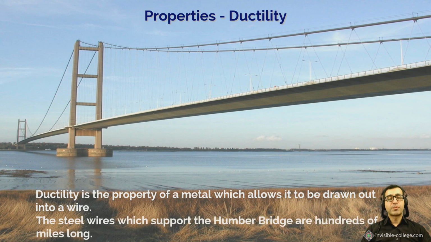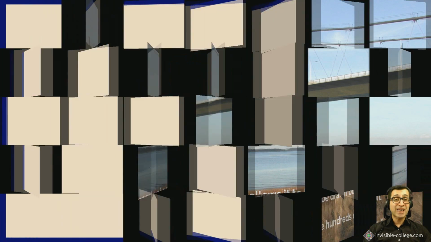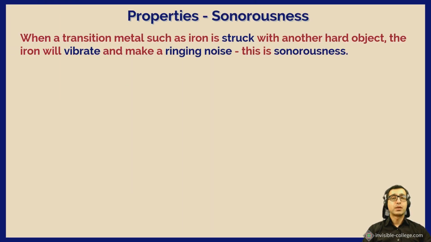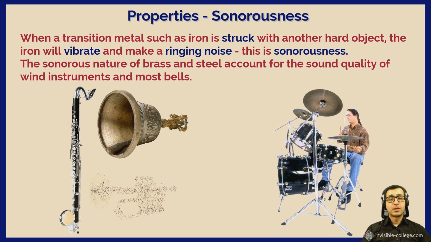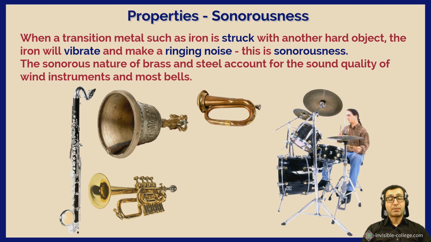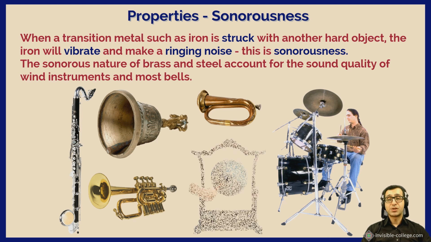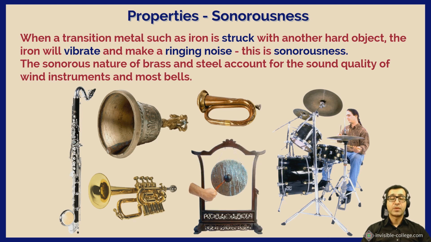Now, another characteristic property of metals is their sonorousness. The fact that when you take a sheet of metal and you strike that sheet of metal, it will produce a characteristic ringing sound. So this is referred to as the sonorousness of metals. Now, the sonorousness of certain alloys of metals like brass and steel accounts for the sound quality of various musical instruments and also bells. So here's one of the many applications of sonorousness in metals.